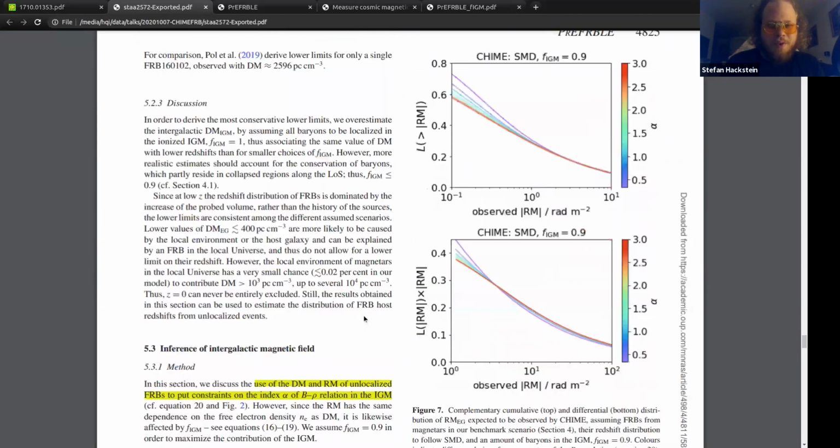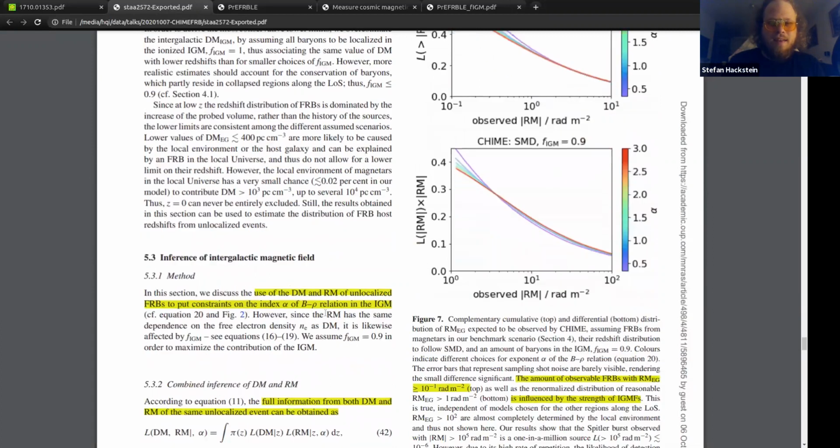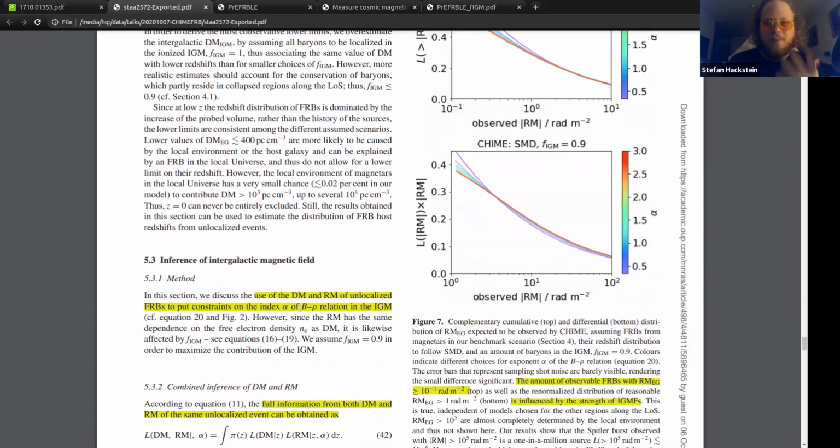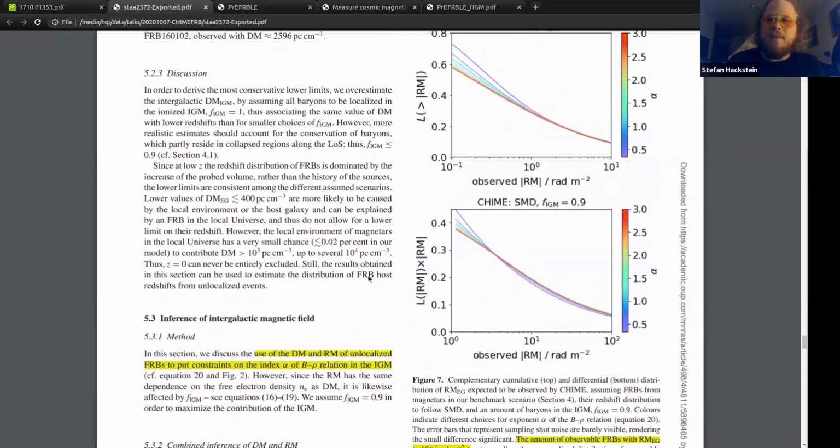So far, so good. Now coming to what I consider the main result of this work, which is about inference of the intergalactic magnetic field. And remember that we want to use dispersion measures together with rotation measurements of the unlocalized fast radio bursts in order to constrain the index of the magnetic field over density relation, the slope of the function. I've been showing you this before. I will show that again to you in a few minutes.